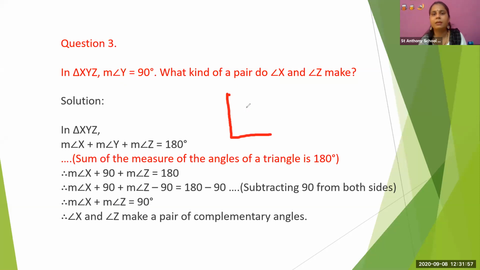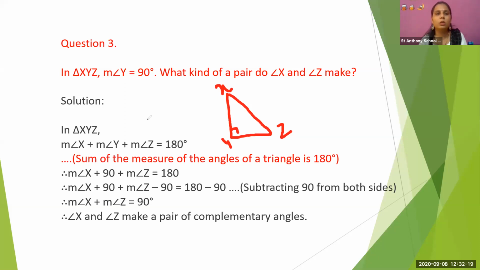If this is a triangle, and this is angle Y, because Y is 90 degrees, and this is X and this is Z. In triangle XYZ, angle Y is 90 degrees, right? And we have to find which kind of pair of angles angle X and angle Z make.